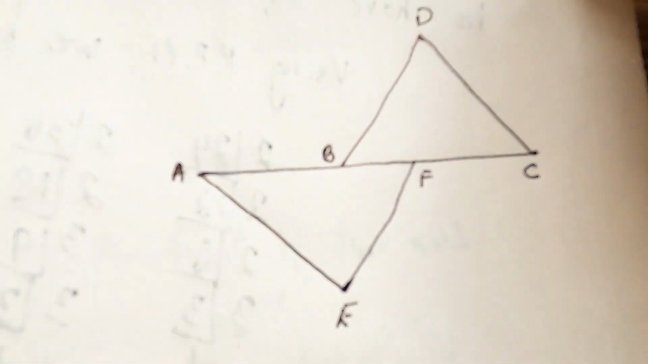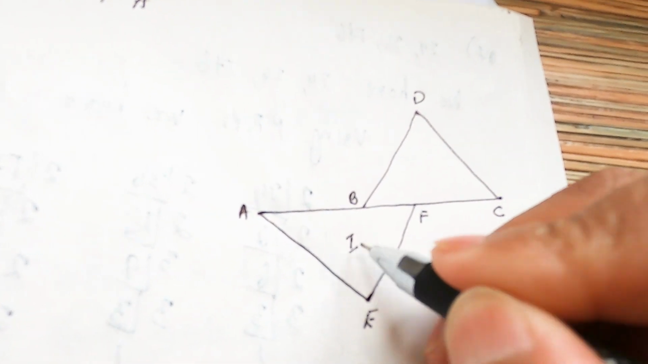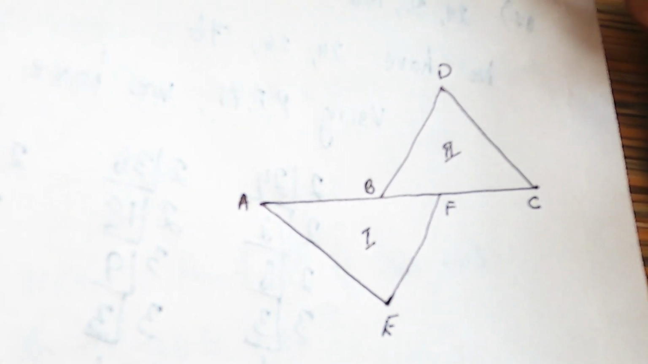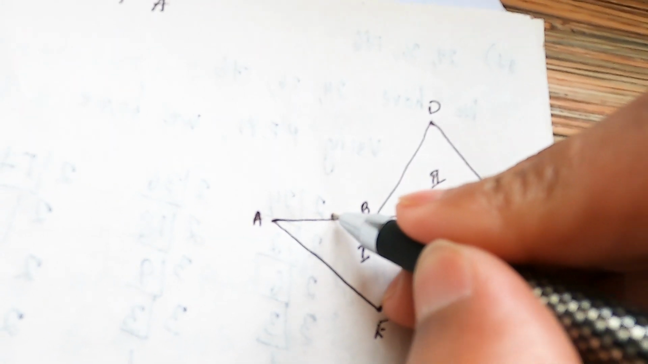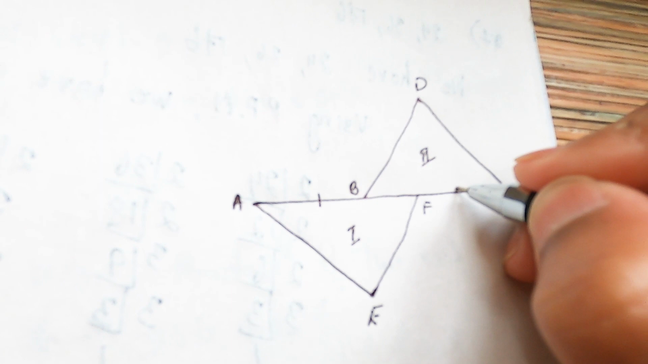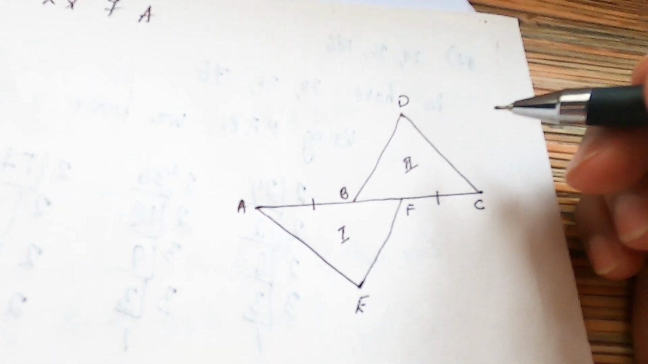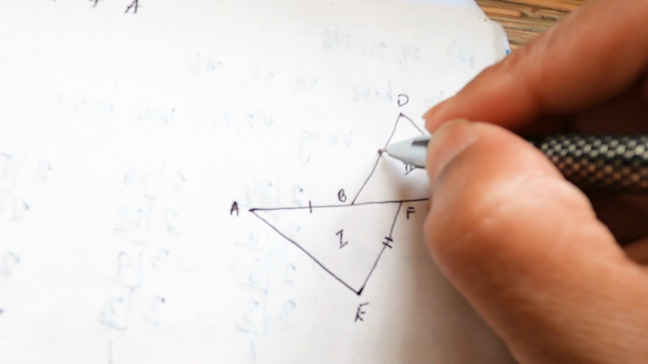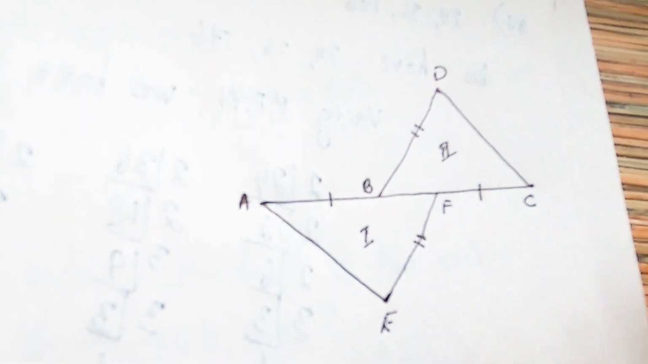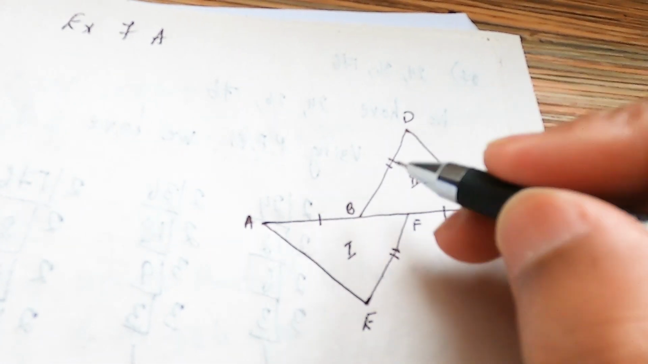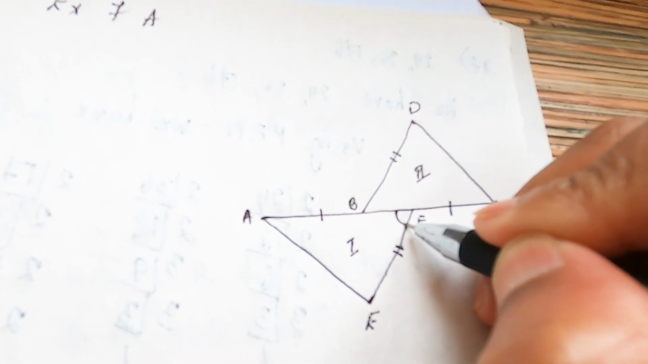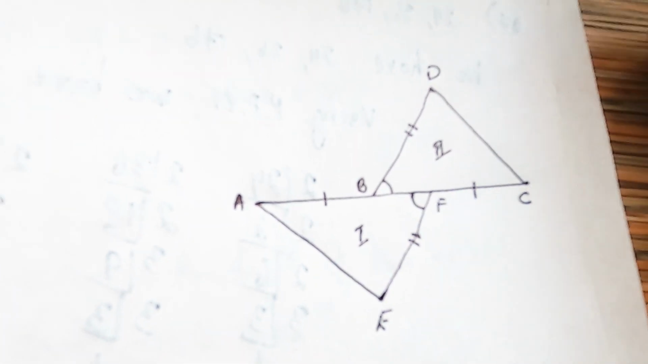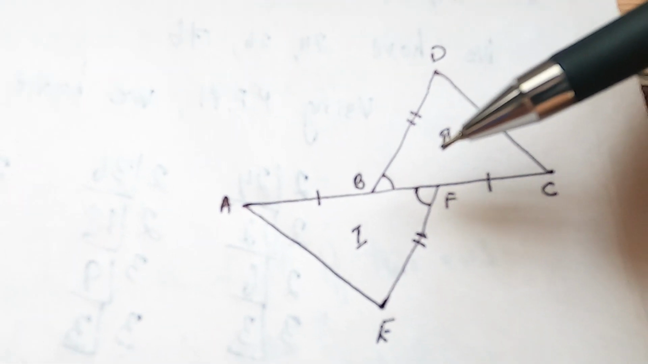Alright, so in this case we have to show that triangle 1 is equal to triangle 2. The first condition, AB is equal to CF, then EF is equal to BD, and triangle AFE will be equal to triangle CBD. Alright, so this is very simple.